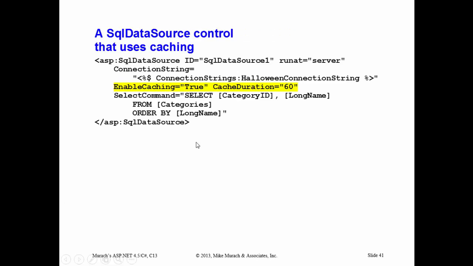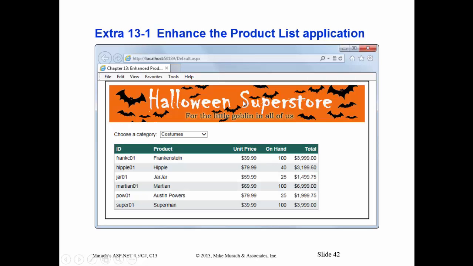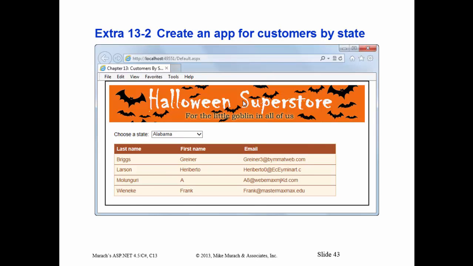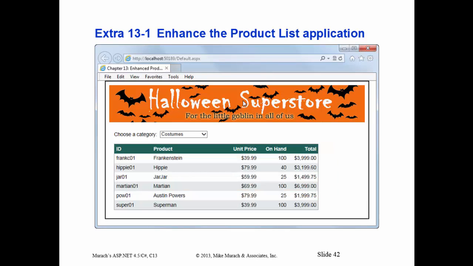And then the book goes through the actual implementation of setting this. In this example, we're turning on caching. We're setting a 60-second cache. And then finally, exercises 13.1 and 13.2. And again, I've got a video that walks through Chapter 13.1 step by step, so take a look at that.